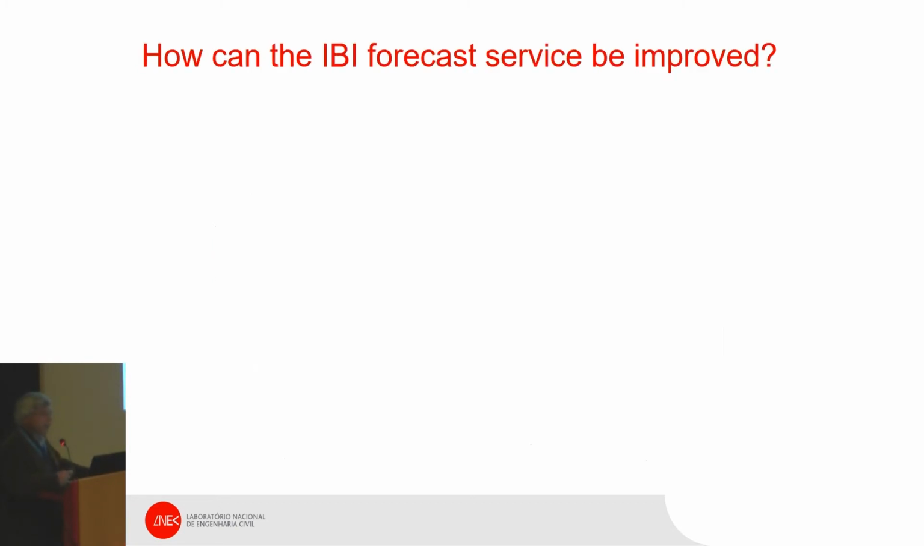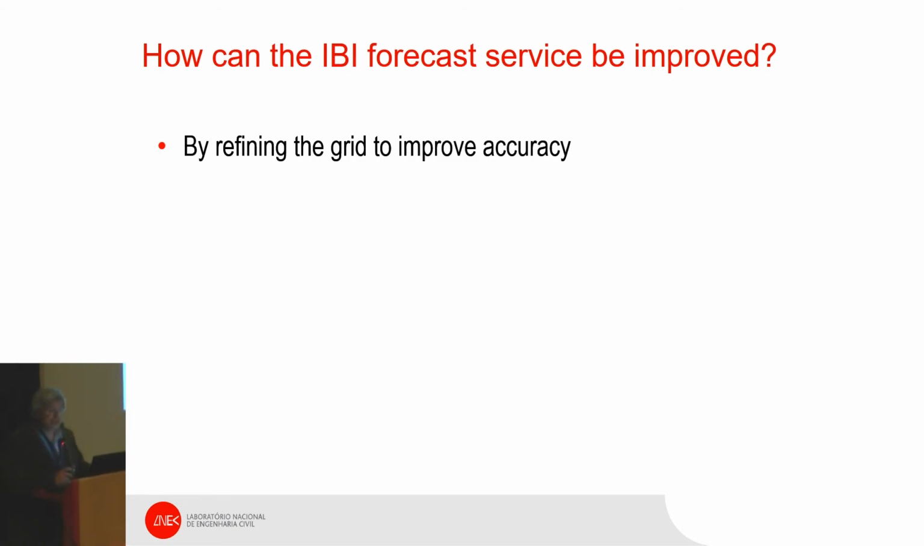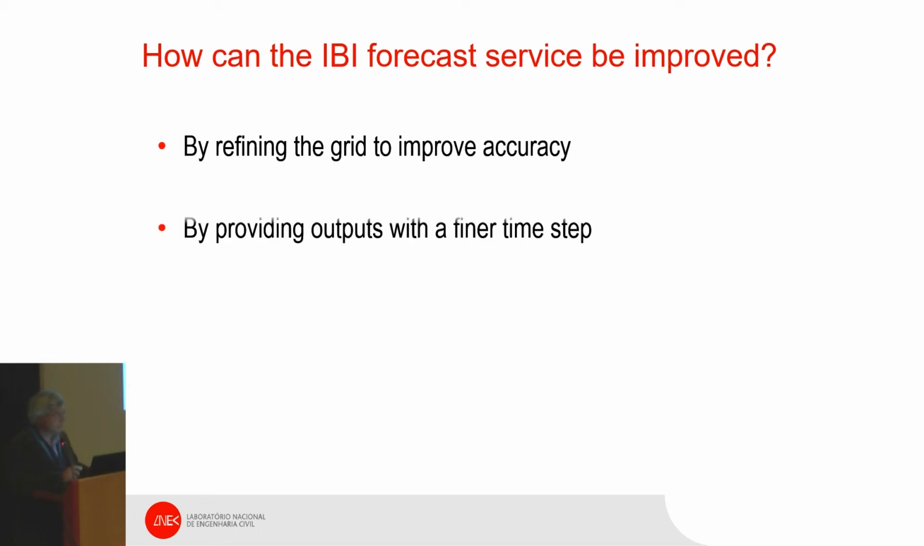So how can these EB forecasts be improved? Well, first, the results that I just showed suggest that the accuracy could be improved by refining the grid. I'm not saying that the accuracy is not good enough. It's certainly very good, but there's certainly room for improvement. Secondly, it would be very nice for us to get the output with a finer time step.